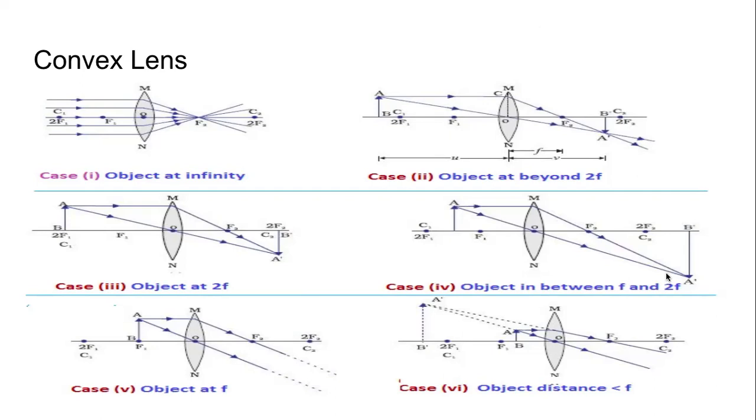Second situation, and yes, we should be able to draw these diagrams. Case 2. This is what is given in the textbook. Out of all the 6 cases, only 2 have been drawn properly. Case 2 is drawn properly, and then case 6. 1, 3, 4, 5 are not drawn in the textbook. But these diagrams are given in detail in your study guide also.